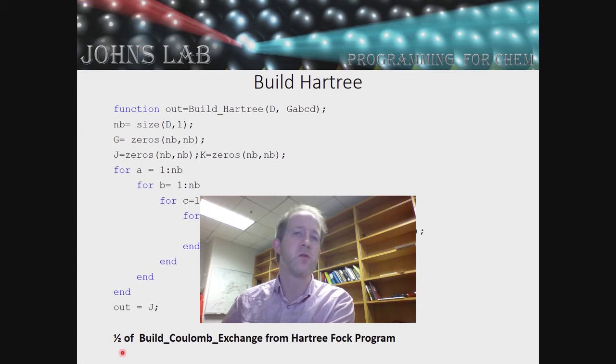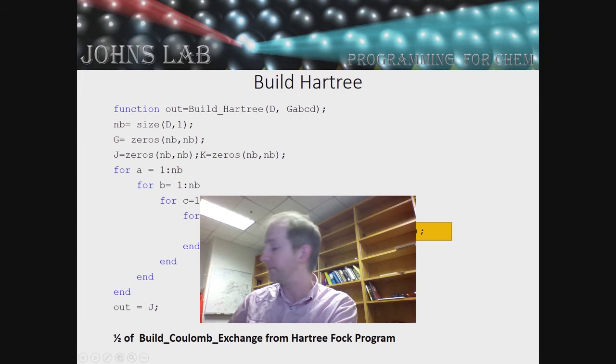This is exactly half of the build Coulomb exchange function that we wrote for our Hartree-Fock program. The only difference is this line highlighted here, where we're looking at just the average electron-electron repulsion. So we're taking our four-center integrals, and we're just looking at half of those four-center integrals that we used before.